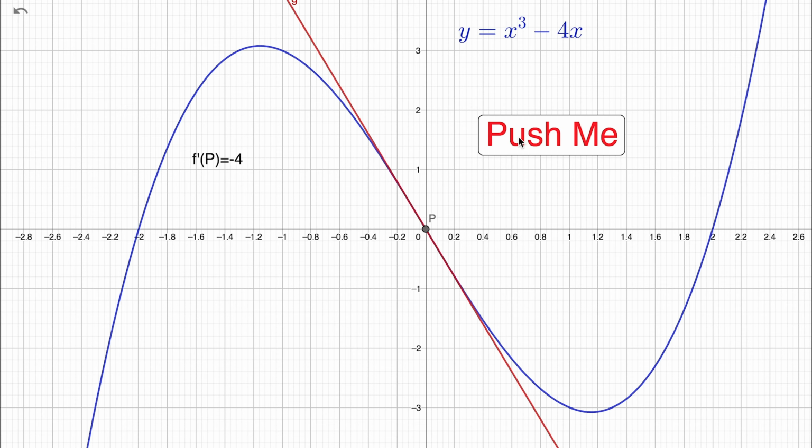Before x equals 0, the second derivative is negative. After x equals 0, the second derivative is positive. This means at x equals 0, the second derivative must also be 0. We call points like this inflection points.